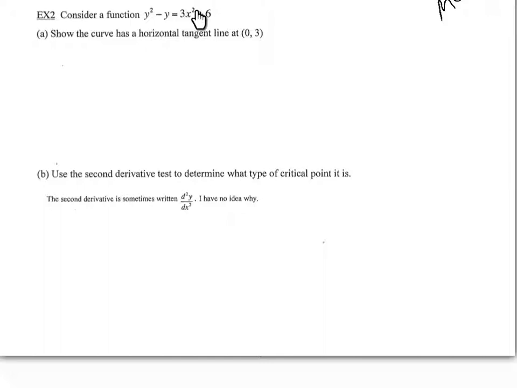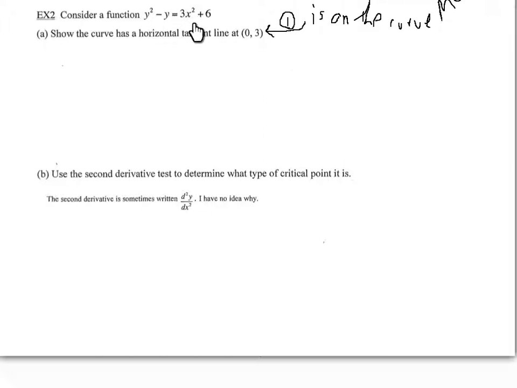So to show that it's got a horizontal tangent line at (0, 3), we've got to do two things. The first thing we have to do is verify that the point (0, 3) is on the curve. So we're just going to take that point (0, 3) and plug it into this equation and make sure that it actually makes this equation true.